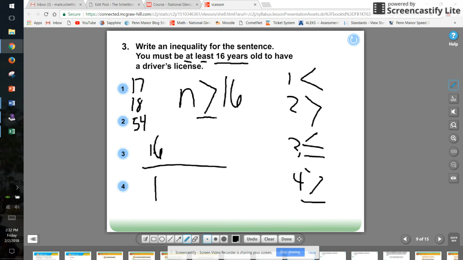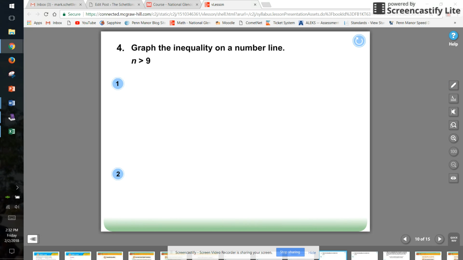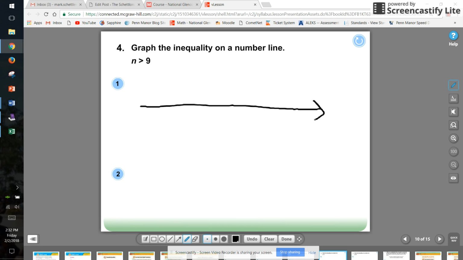Let's take that to a number line. I'm going to make a perfectly straight line first. Make it into a number line, and show that it goes into infinity. I'm only going to put a couple of values on our chart here, and right in the middle I'm going to put 9. Looking at this inequality, it says n is greater than 9.